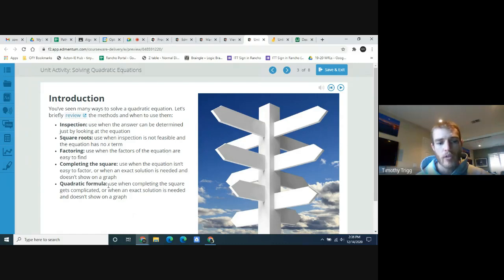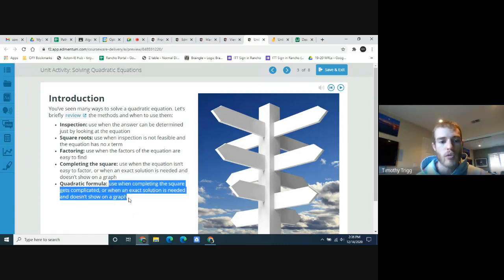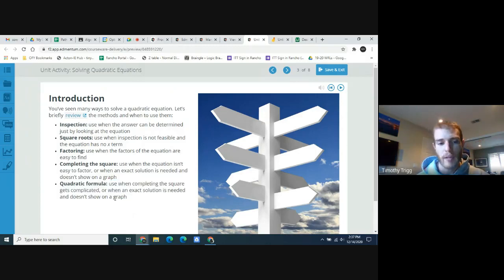Quadratic formula. This one, the quadratic formula, you could use all the time. So anytime, even if it's factorable, even if it's square rootable, even if you can figure it out just by looking at it, you could always still use the quadratic formula. So if you have something that's complicated or doesn't factor, then you should use the quadratic formula, but you can use it anytime, really.